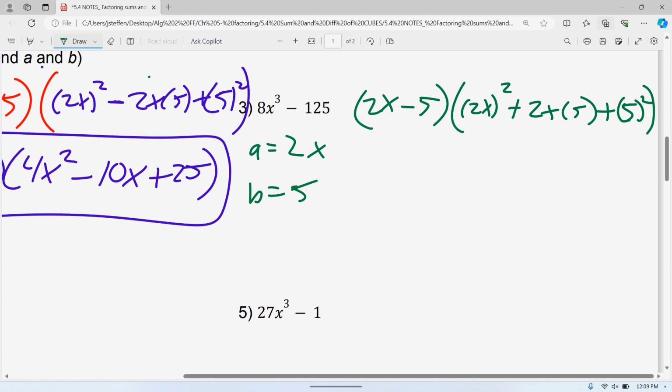Now again, a lot of people, once they have that the first one's minus, they think the second one has to be minus. And again, that's always plus. This second one, no matter what it is, it's got to be plus. So again, this is exactly the same as the last one besides the signs. We have 4x squared plus 10x plus 25.